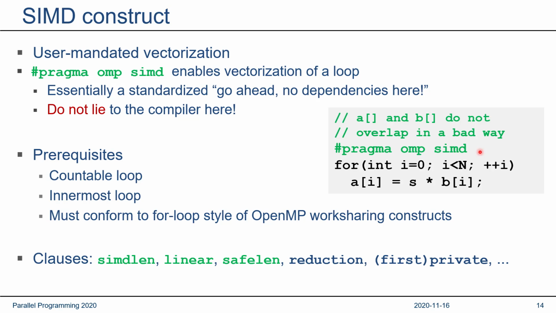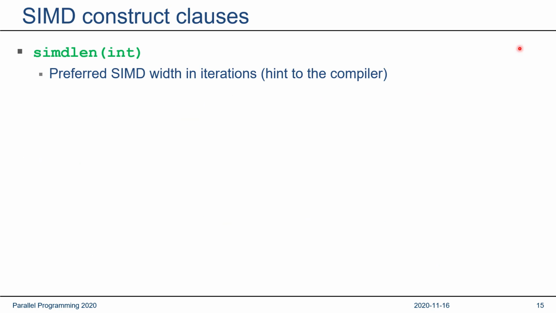Now the SIMD construct has some clauses that you can apply. The most important ones are simdlen, linear, and safelen, which we'll cover in a minute. There's also reduction, private, firstprivate, and a couple more that are very similar to the ones you use on work-shared parallel loops, and which also have the same meaning, so we don't cover them here. The simdlen clause lets you specify the preferred SIMD width in iterations. That's actually a hint to the compiler that it is free to ignore. But for example, if you say simdlen 4 here, the compiler should try to produce a loop that is vectorized with instructions that have a SIMD vector size in elements of 4.